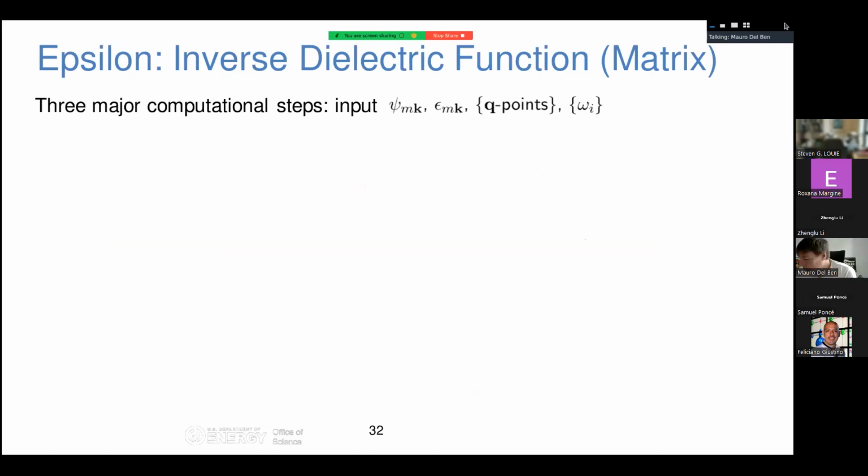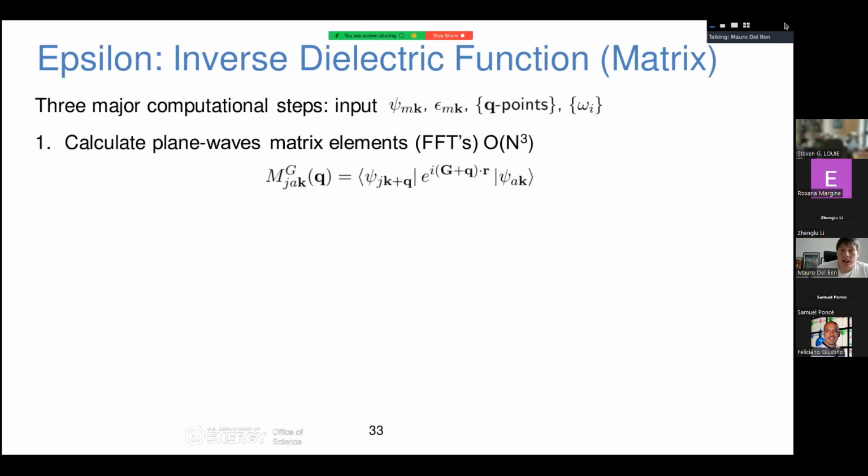All right, so let's get a little bit more into the details of epsilon. It's calculating essentially the inverse of the dielectric function. In order to do so, we take as input the wave functions, the band energies, the q-points, and a set of frequencies. And the first computation is, as in many of these materials science codes, performing fast Fourier transformations. In this case, we calculate intermediate matrix elements between our wave function basis, valence and conduction, and these auxiliary plane wave bases that we instead use to calculate the polarizability and the dielectric function.